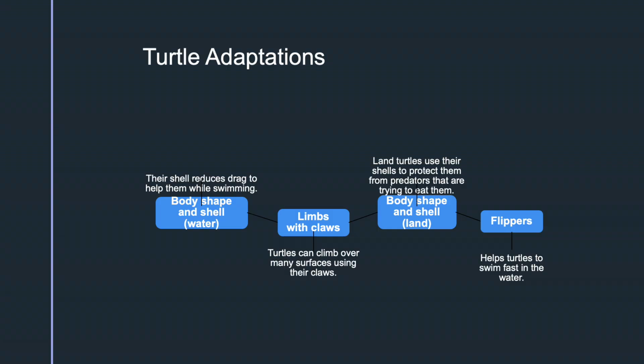In the water, they also have flippers, which help the turtles swim fast. On land, they have claws. Turtles use their claws to climb over many different surfaces.